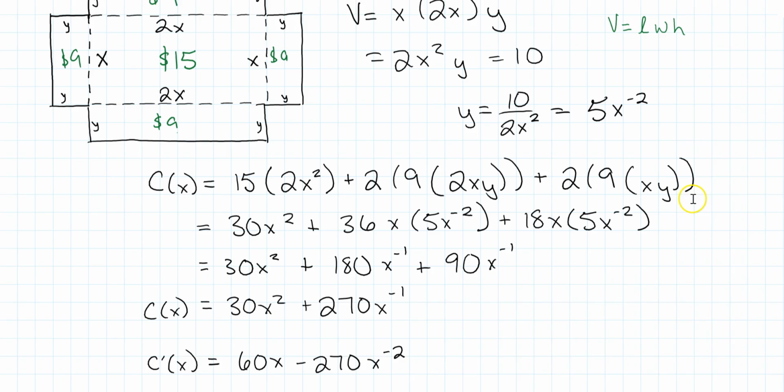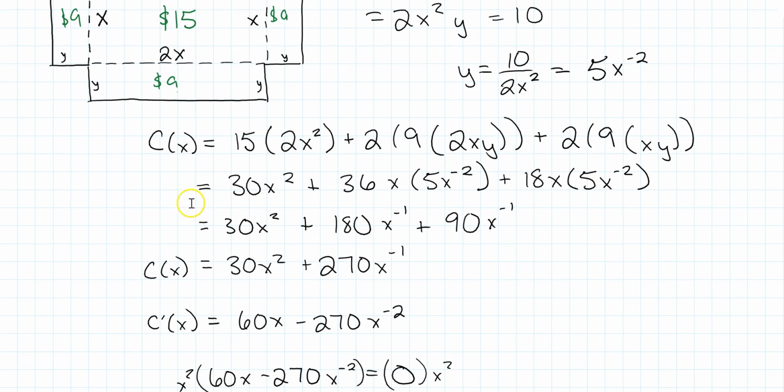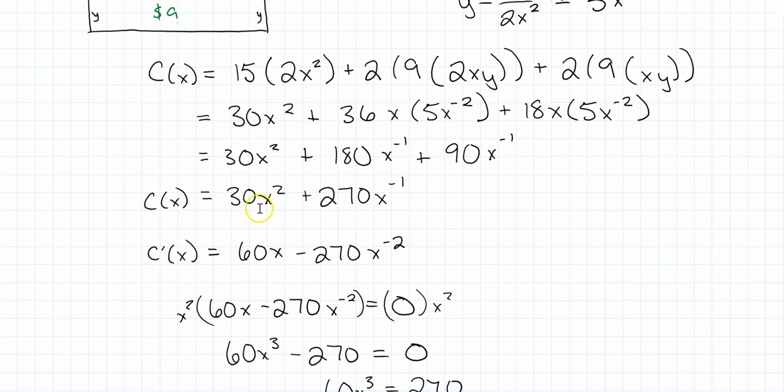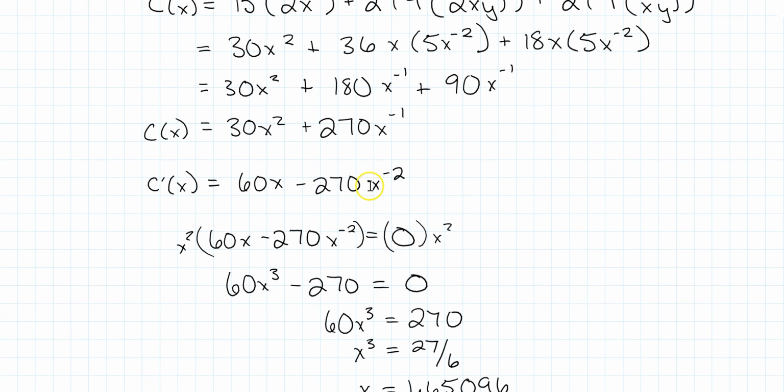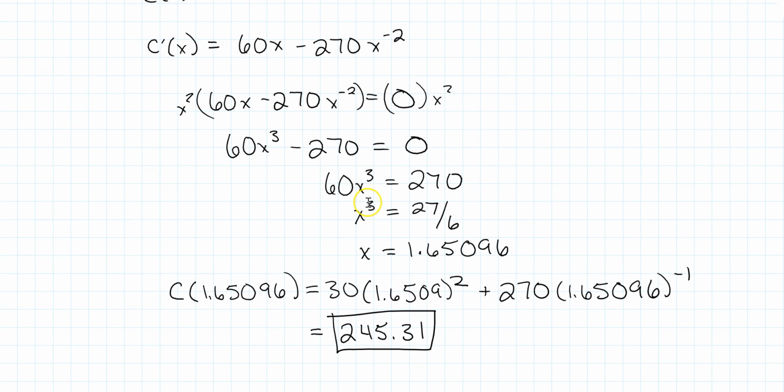times x times y. I started multiplying things together, plugging in my y's, and ultimately I came up with a cost function of 30x squared plus 270x to the negative 1. When I had the cost function, I was able to take the derivative. I then set the derivative equal to 0, solved for x, and came up with an x value. The question didn't ask me about the x value, the question asked me for the cost, so I used that x value to plug it into my cost function, giving me $245.31.